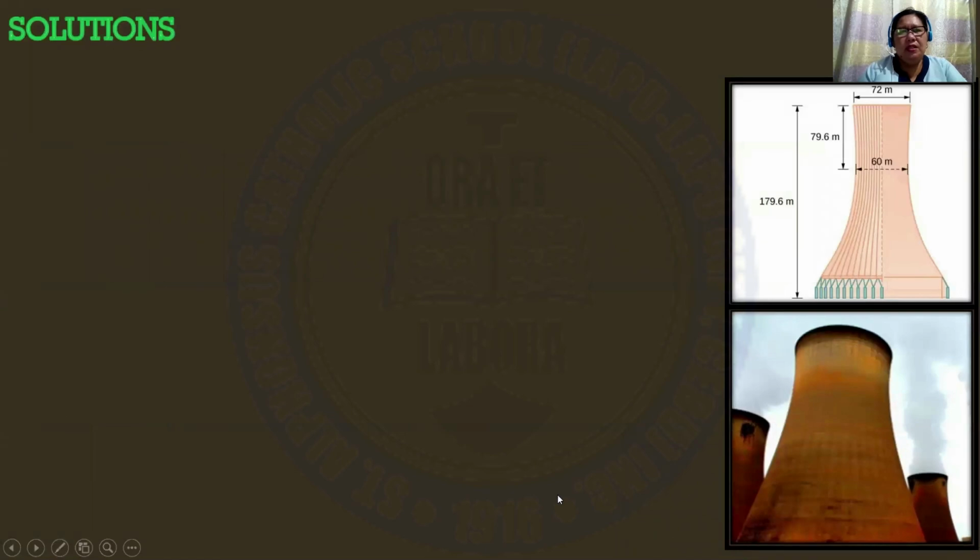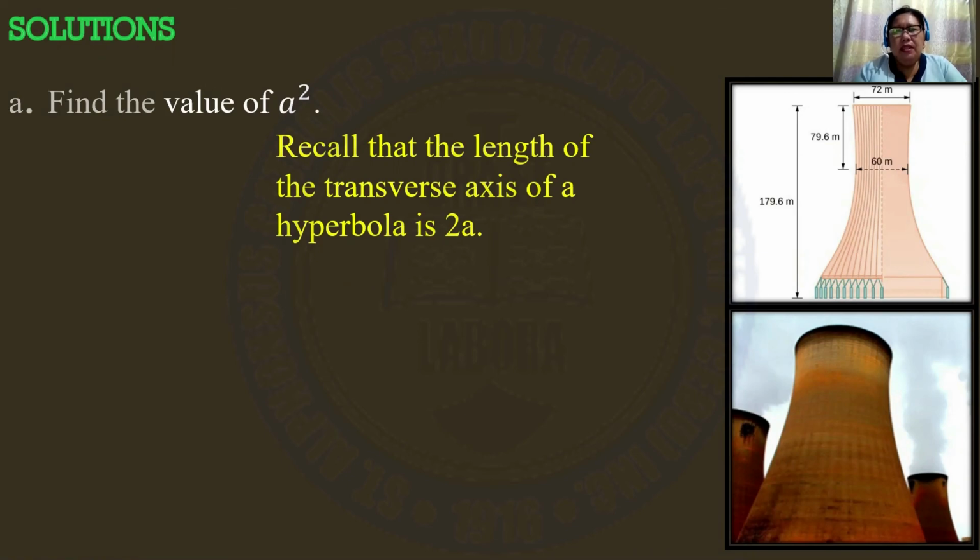For the solutions, let us find the value of a squared first. So let us recall the length of the transverse axis of hyperbola is 2a. So in this figure, from here until here, that's equivalent to the measure of 2a, and that is equivalent to 60. So 2a is equal to 60. And divide by 2, so a is equal to 30. And square a, so 30 squared is equal to 900. So the value of a squared is 900.